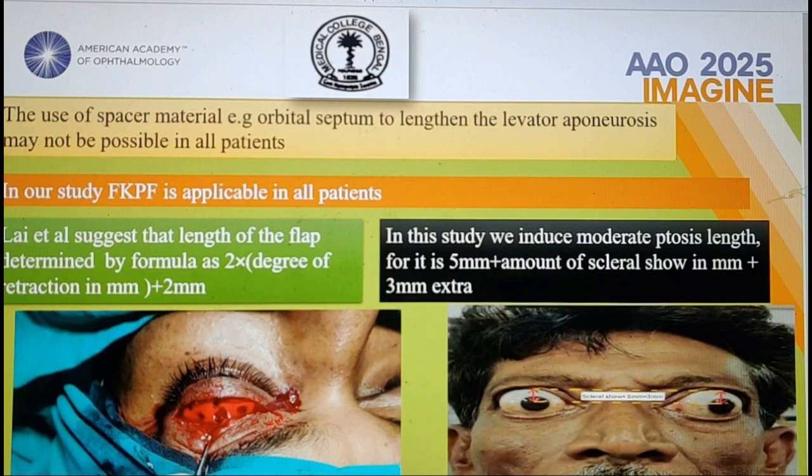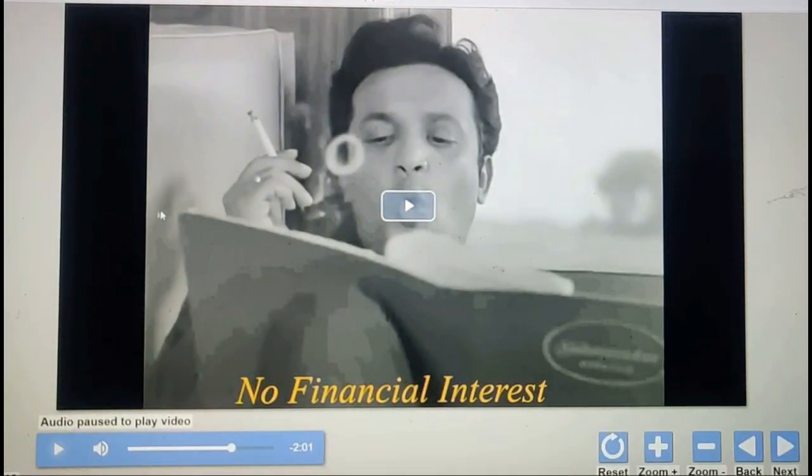The use of spacer material such as septal lengthening with the lamellar approach may not be possible in all patients. In our study, FKPF is applicable in all patients. Lee et al. suggest that the length of the flap is determined by the formula 2 in degree of retraction plus 2. In this study, we induce moderate doses. Length from the limbus is 5 mm, amount of scleral show in millimeters plus 3 mm extra.